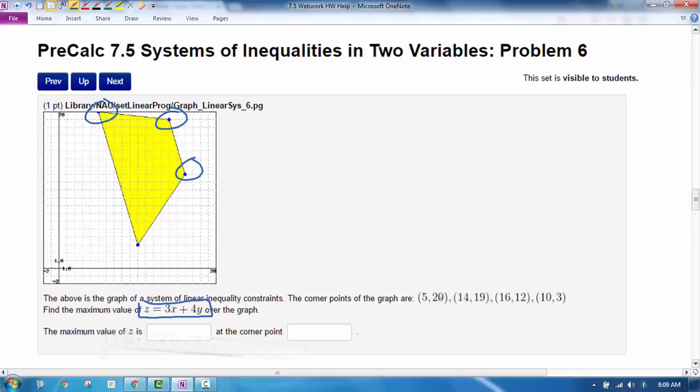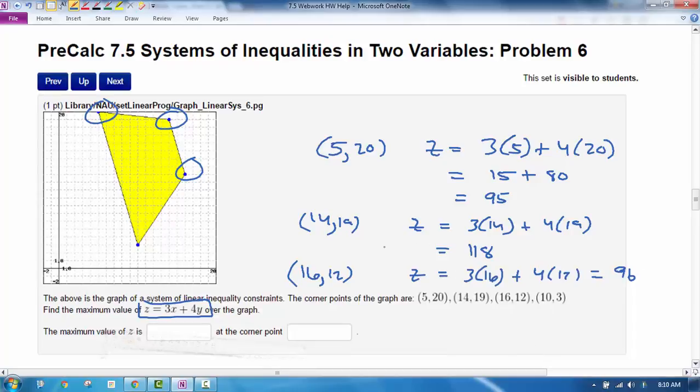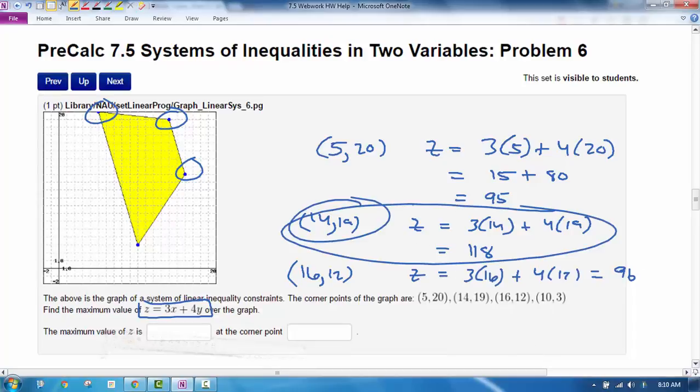So the first is (5, 20). The value of z would be 3 times 5 plus 4 times 20, 95. Now I'll try (14, 19). That's 118. And then last I'll try (16, 12), and that gives me 96. So obviously this is the point that maximizes it. The maximum value is 118 and that corner point is (14, 19).